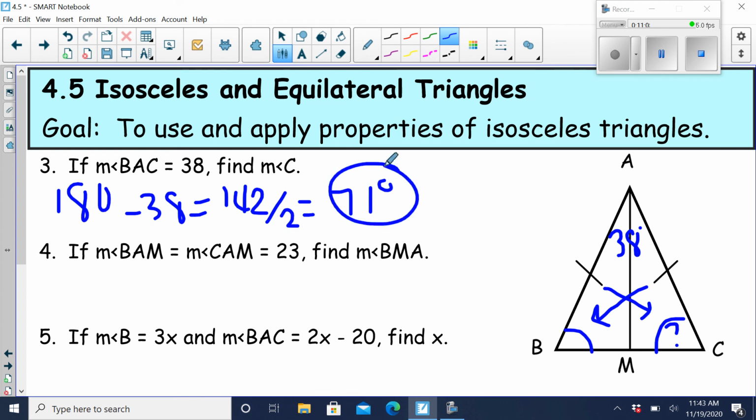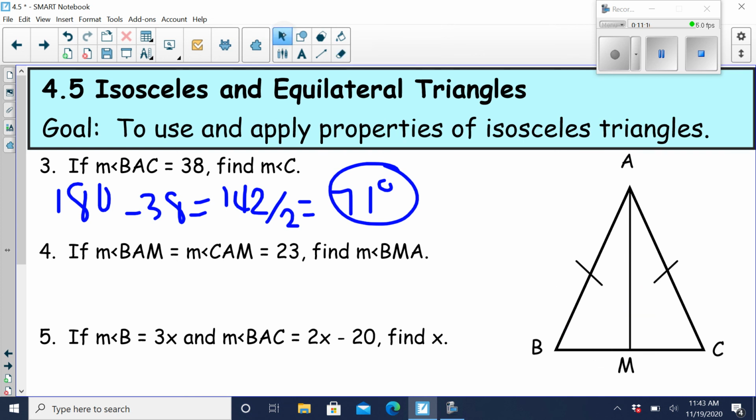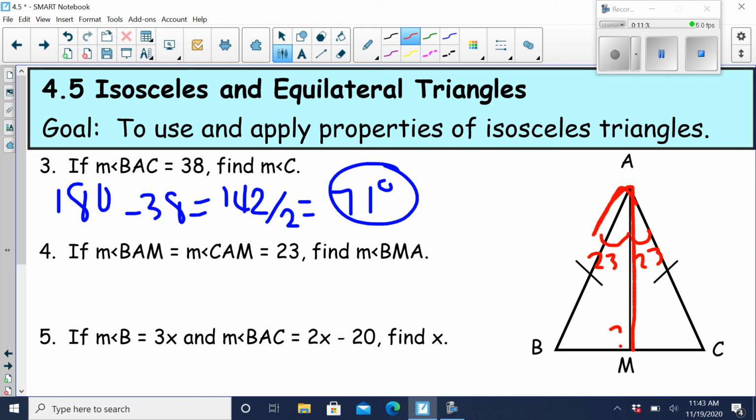If I work on a new problem, then I need to erase this information and start over. So now I'm going to start with problem number 2. It says angle BAM, so this angle here, is congruent to angle CAM, and it's telling me that each angle is going to measure 23 degrees. They want me to find the measure of angle BMA, so this angle right here. That theorem stated that if I have a line that bisects the vertex angle, this line is also a perpendicular bisector. So what type of angles do I get down here? They should be 90. So 90 degrees.